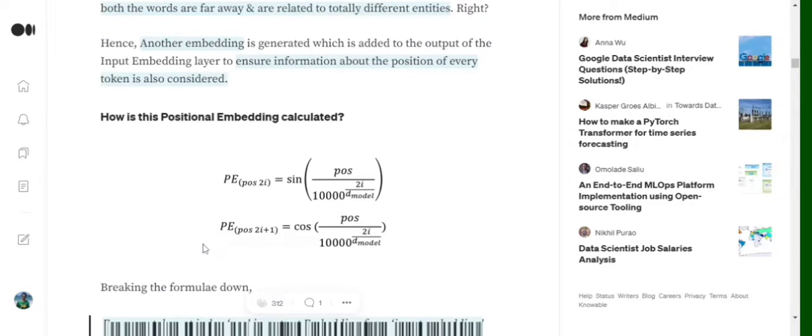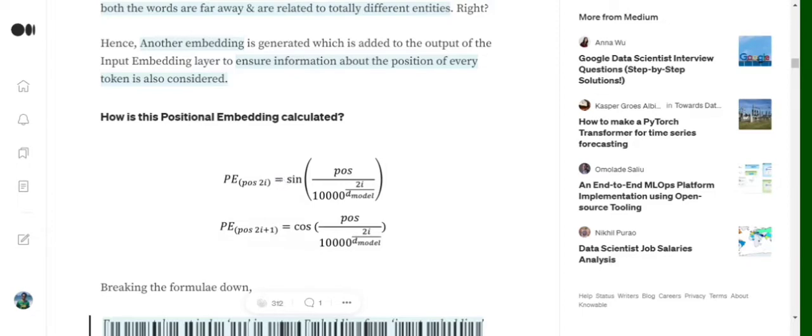How is it done? Let's see that. Positional encoding: PE(pos, 2i) equals sine of pos upon 10,000 to the power 2i upon dimension of the model, and PE(pos, 2i+1) equals cos of pos upon 10,000 to the power 2i upon dimension of the model. Let's understand what this mathematical formula is.